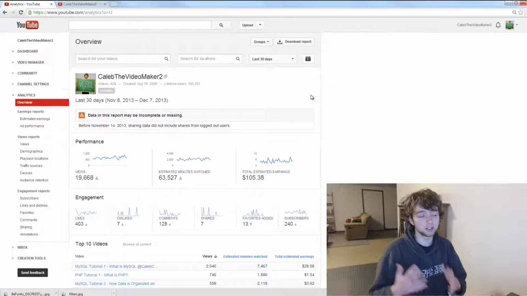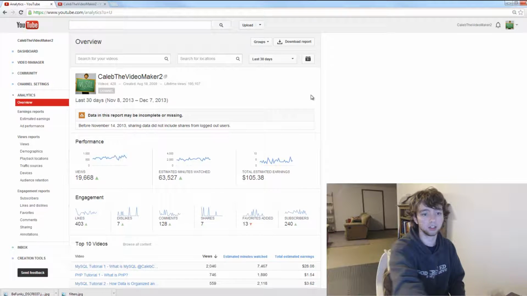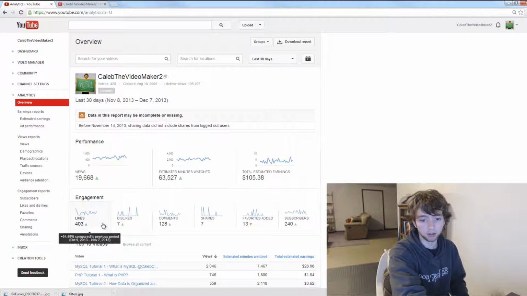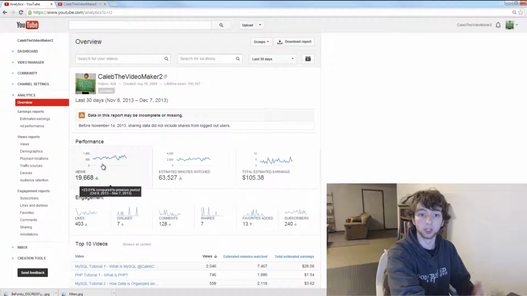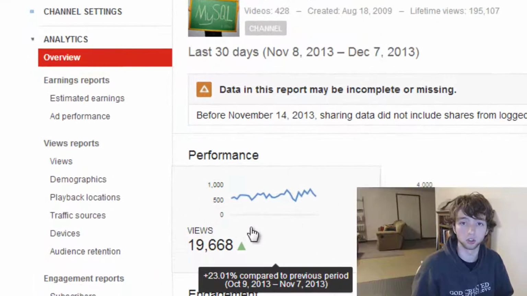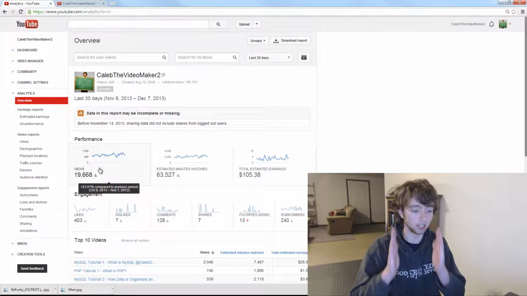This is important so you can tell if you're growing or not growing. You'll see green arrows or red arrows, which will tell you if you're either growing or not growing. If you can see my views, there's a 23% increase compared to the previous period. And a period is just a period of 30 days.